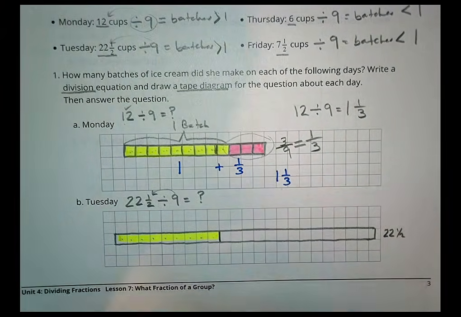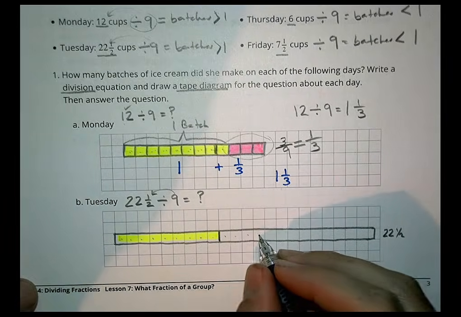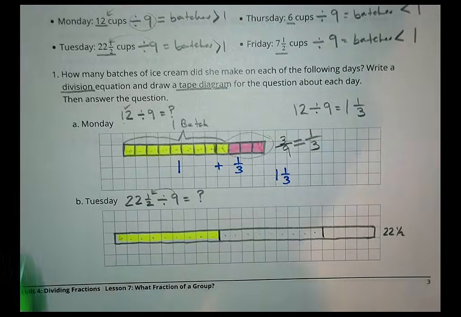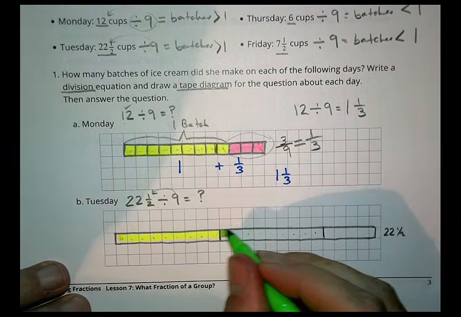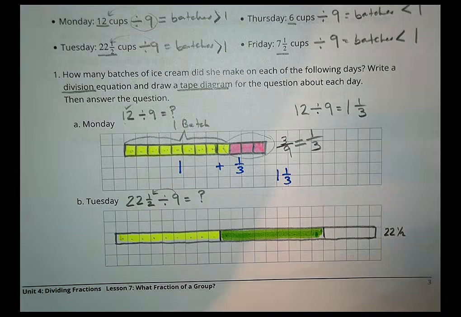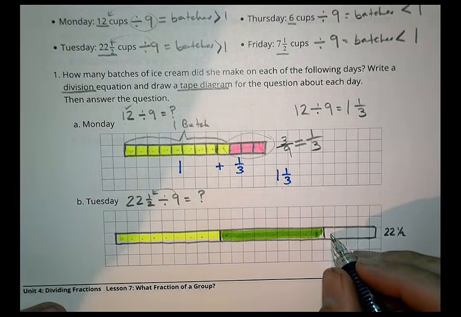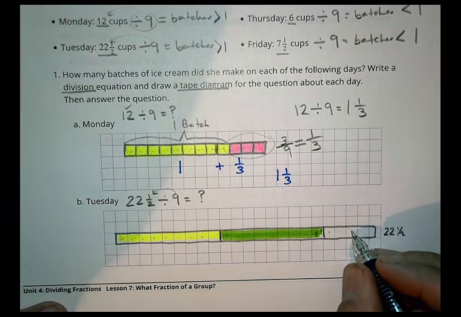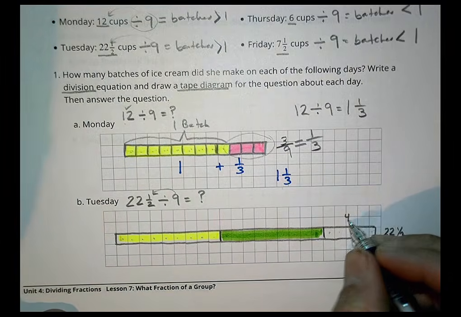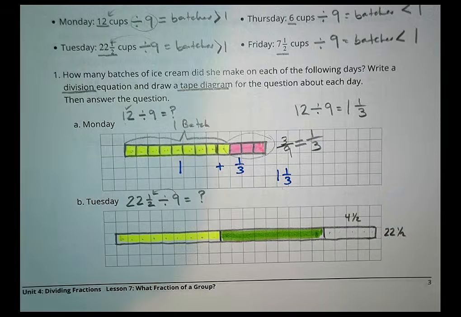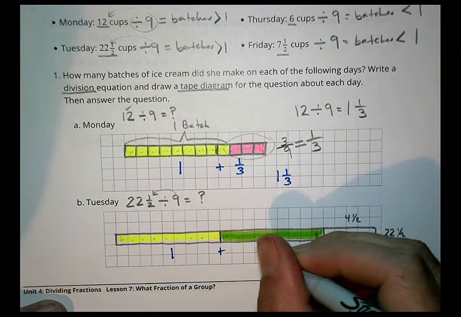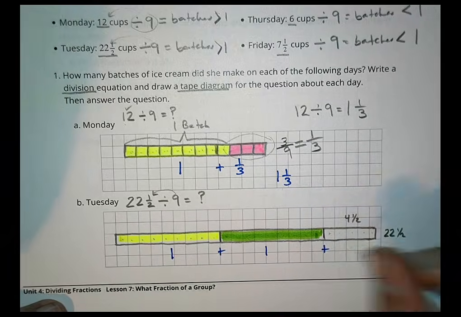And then we have 1, 2, 3, 4, 5, 6, 7, 8, 9. So we can make 2 batches. And then we're left with 1, 2, 3, 4.5. So we're left here with 4.5. Now that's not the value here. I know that in terms of batches, I have one batch plus another batch plus whatever that's going to be.